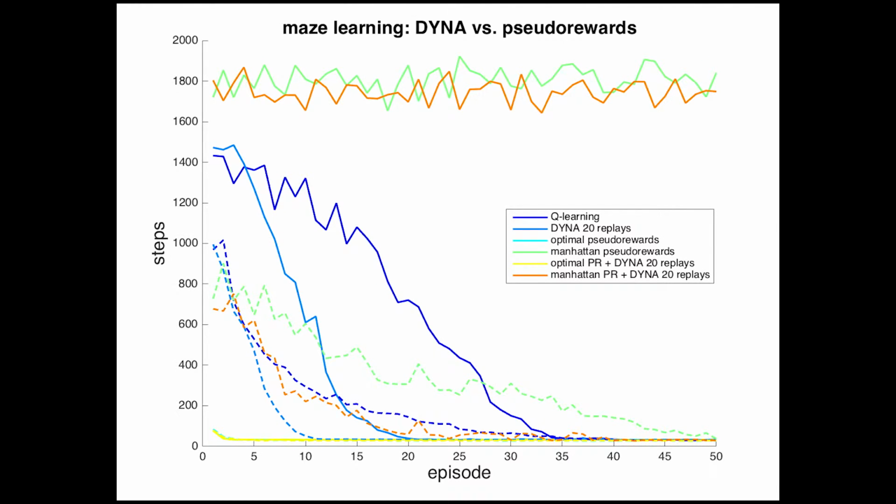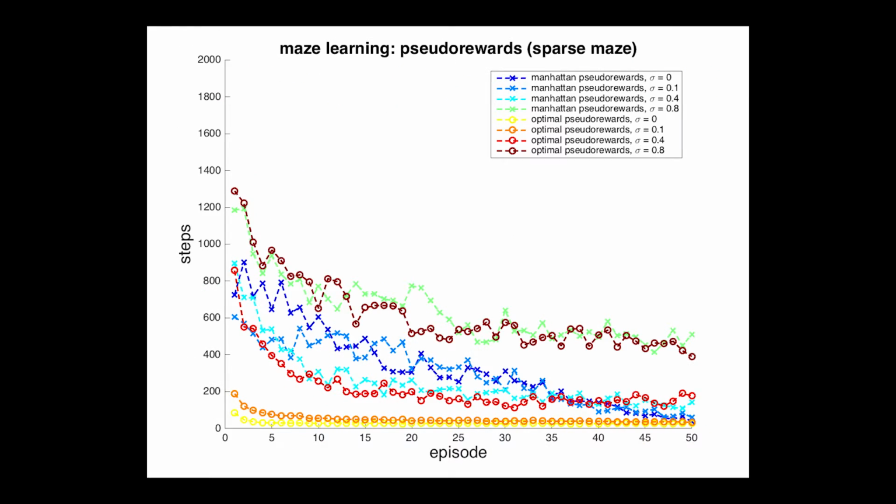This plot shows how the agent learns. When using optimal pseudo-rewards, it converges quite quickly to the minimal number of steps. When using DINA, it converges gradually, and when using Q-learning, it converges even more slowly. For Manhattan pseudo-rewards, there is no convergence in the dense maze, but in the sparse maze, plotted with the dashed lines, there is convergence.